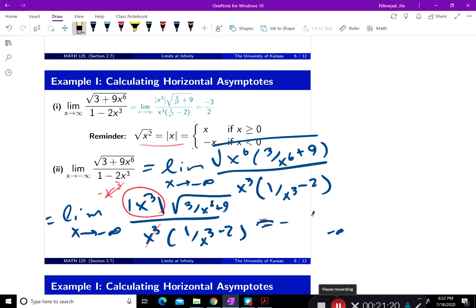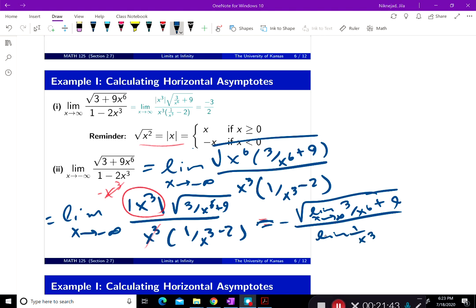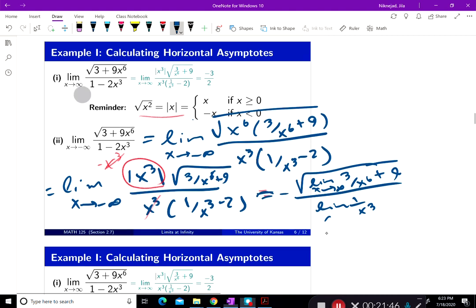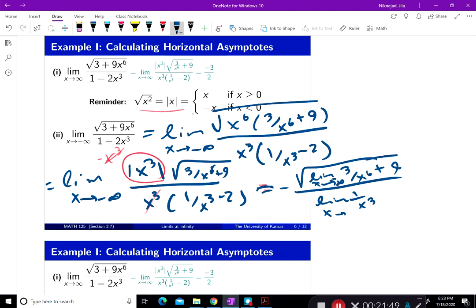Let's just bring the limit inside. There are those two left, and so I put limit as x goes to infinity of 3 over x to the power 6, plus limit of 9 is 9, over limit of 1 over x to the power 3, as x goes to negative infinity, minus 2. And then these two are going to be 0, and that's going to be a negative 2.